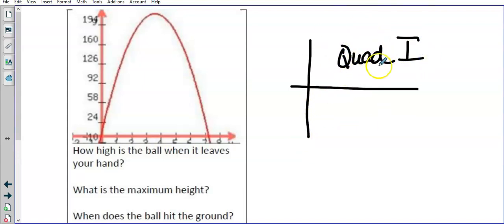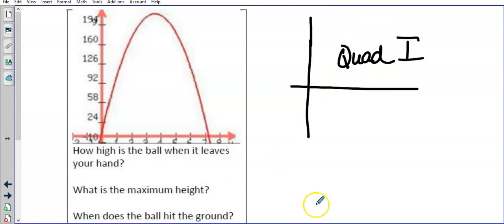So we really only use positive values. I shouldn't have even drawn this all the way down here. We really only use positive values because we're talking about height and we're talking about time, and you don't do negative time, and there's no negative height. You're not digging a hole and throwing something into the hole. You're throwing it up in the air.